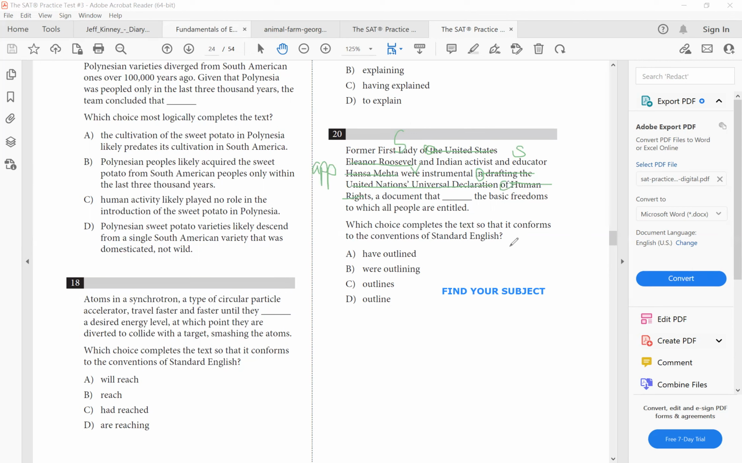And then you see a document, which is an appositive, followed by what? Well, followed by a relative pronoun that. So we know that that is referring to a document. So it is singular. So the verb inside our adjective clause has to be singular. A, B, D are out. C. Yes. Okay.